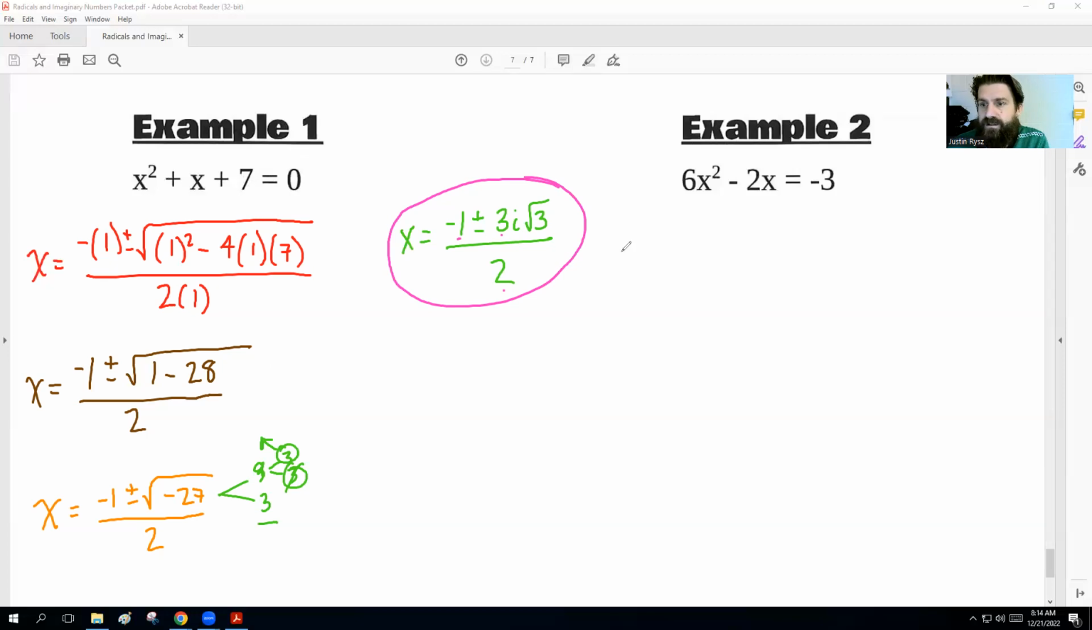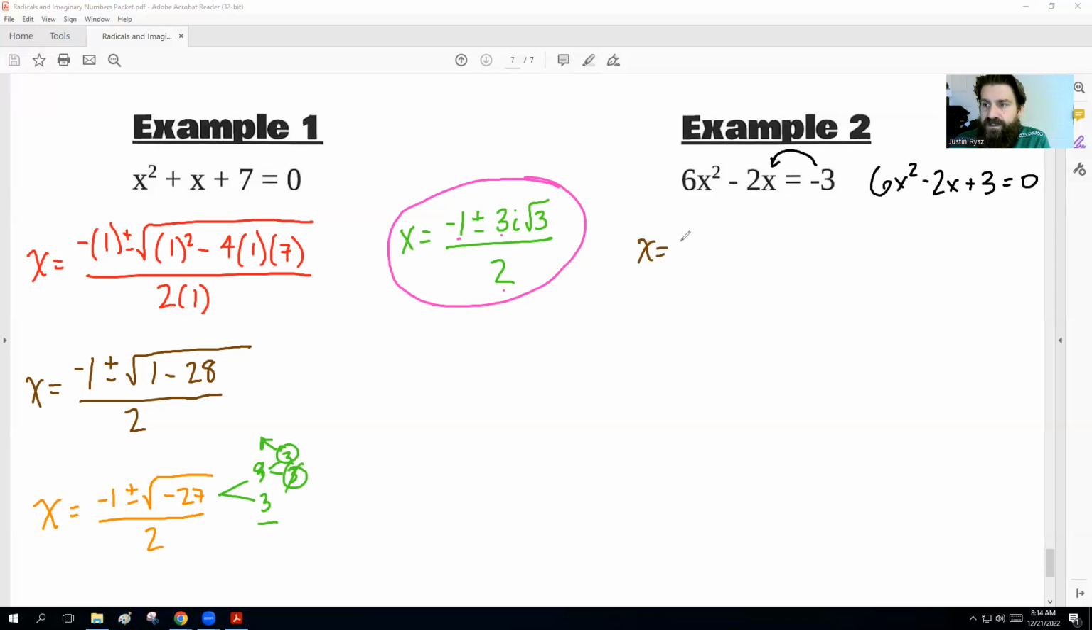Okay, so next, let's move on to this next example. This is going to be the last example we do here. So if you guys want to pause the video, try it on your own, see if you can handle it. All right, first thing that you got to do is move the negative 3 over to the other side and make it a positive 3, because every equation needs to equal 0. All right, then we're going to plug the numbers in.